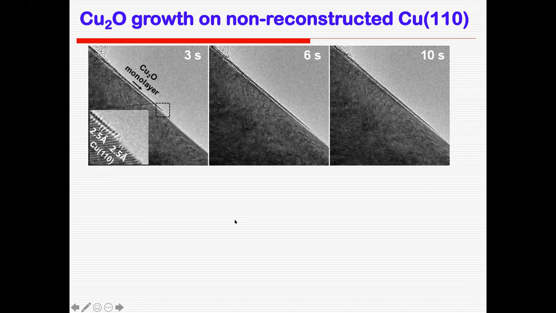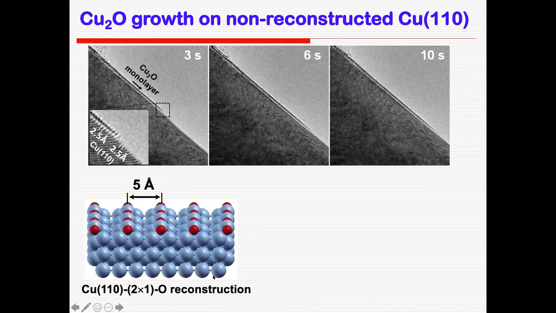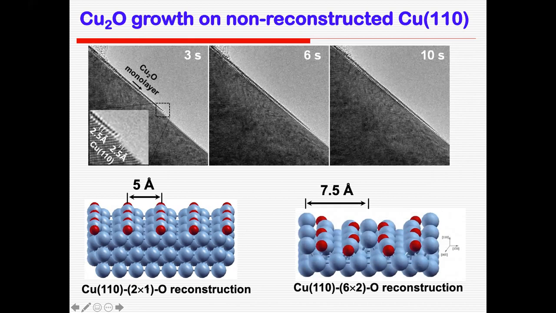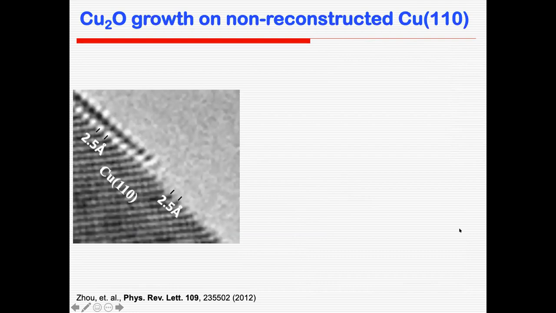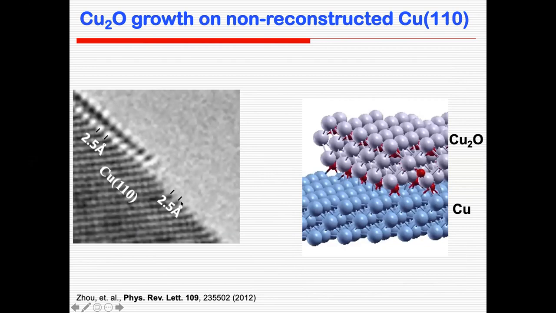For the copper 110 surface, there are two reconstructions for oxygen chemisorption. One is called the 2x1 reconstruction, the other is a 6x2 reconstruction. The d-spacing, basically the spacing between adjacent atom columns, is 5 angstrom for one and 7.5 angstrom for the other. But the unoxidized area is just 2.5 angstrom, so this means non-reconstructed. In a zoomed-in image, you can find the unoxidized area is 2.5 angstrom.